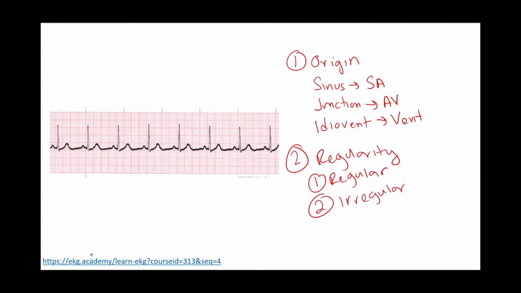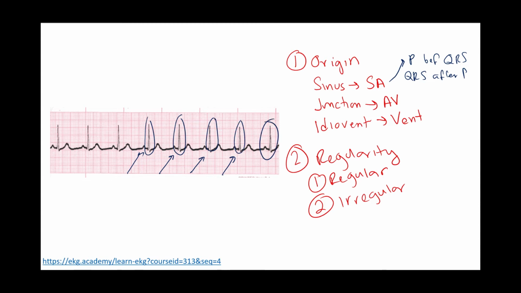So for this rhythm to be sinus, you need two things. Number 1, you need a P before every QRS complex. And number 2, you need a QRS complex after every P wave. So let's see if we have that here. I'm going to use arrows to point out the P waves. And you'll notice that there is a P wave before every QRS complex, which I'm going to circle here. So we have P waves before every QRS, and we have QRSs following every P. We can confidently say this rhythm is sinus.